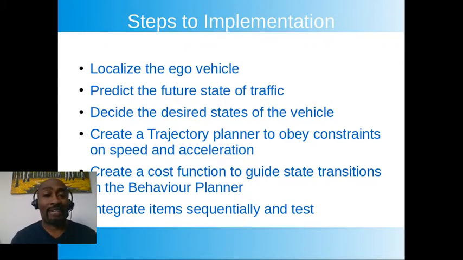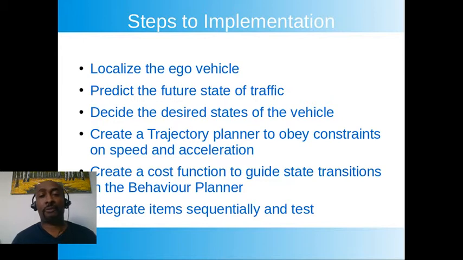Second is predict the future state of traffic on a specific time horizon. Again, you set that time horizon based on how far ahead you want to predict your trajectory and what is comfortable for being able to react without having jerk acceleration. Decide on the desired states of the vehicle. So when you're defining a state machine for your behavior planner, you need to decide on your desired states for the vehicle. I initially started out with several states and then eliminated a few of those very quickly because I didn't really need them, especially because of the way the cost function was designed.